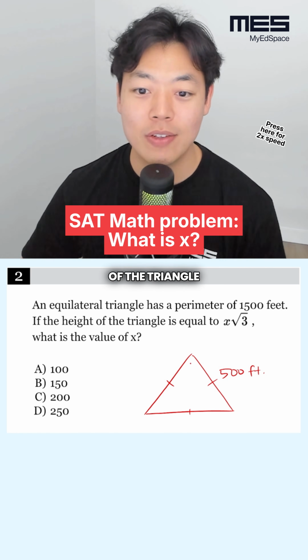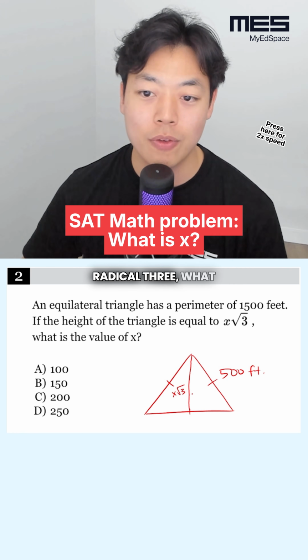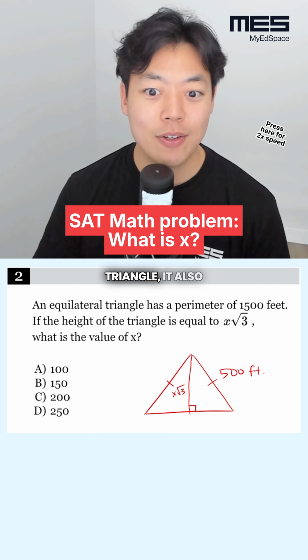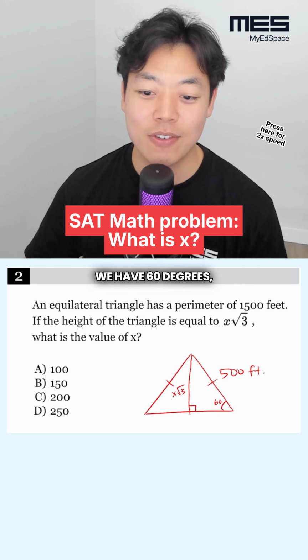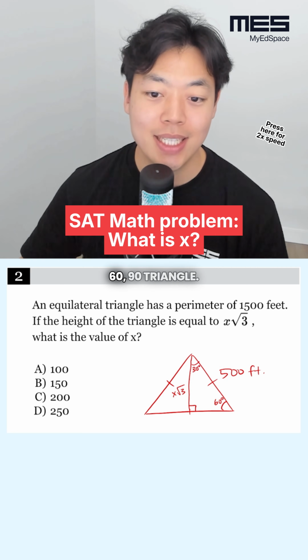If the height of the triangle, this height right here, is equal to x radical 3, what is the value of x? Now, the equilateral triangle also just so happens to have angles that are important here. We have 60 degrees, and this 60 degrees is bisected. So we have a 30, 60, 90 triangle.